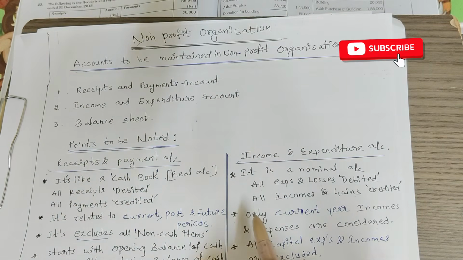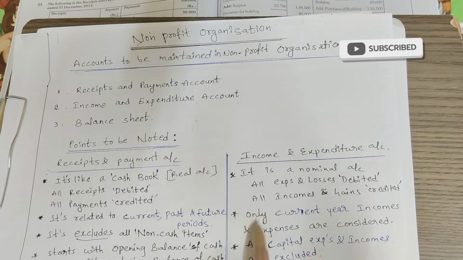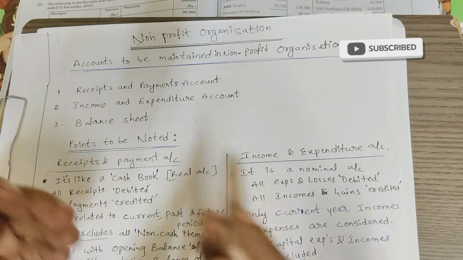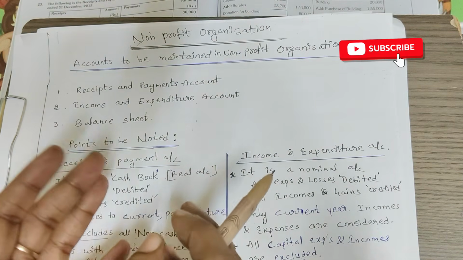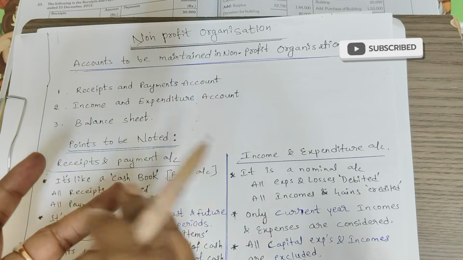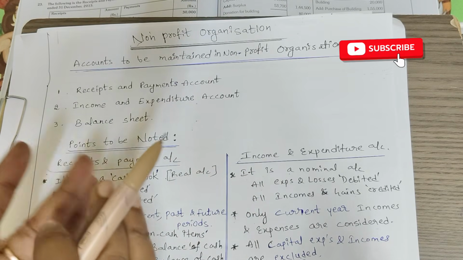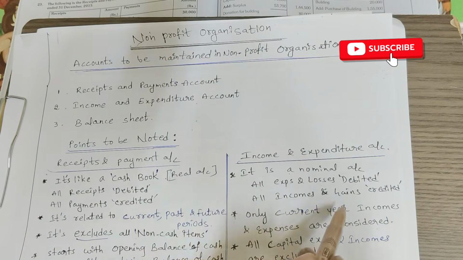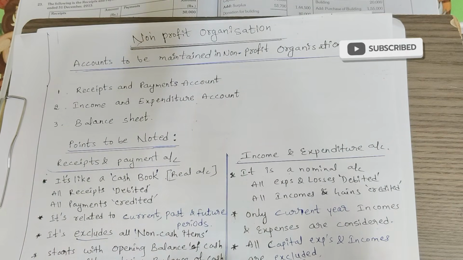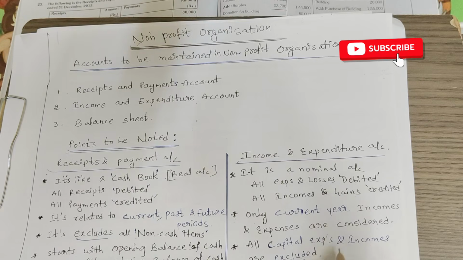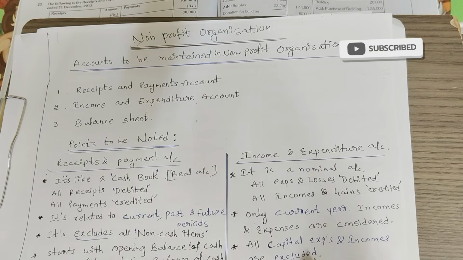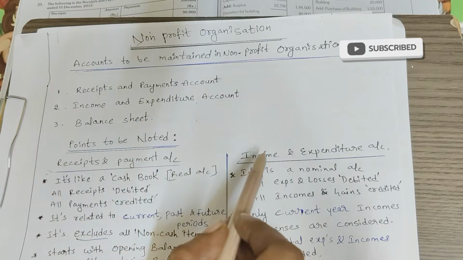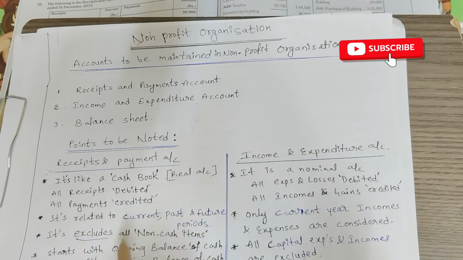And some more points also we have to remember. Only current year incomes and expenses are considered. So in the question you may have current year details, previous year details and next year details also. But while preparing income and expenditure account, you need to consider only current year details. Then all capital expenses and incomes are excluded. So don't write capital expenditures and capital incomes while preparing income and expenditure account.